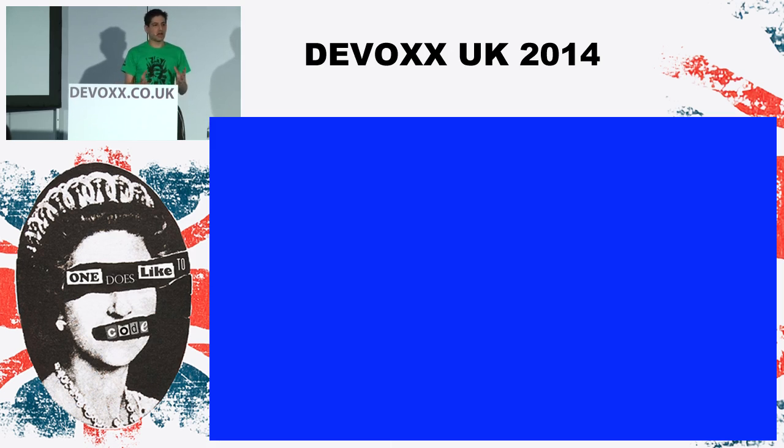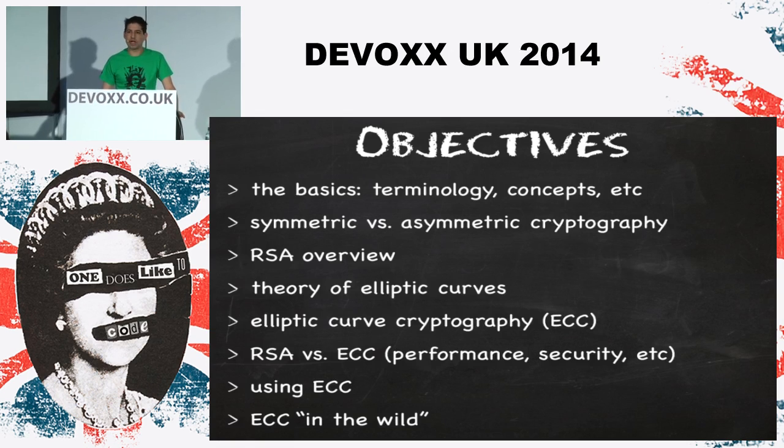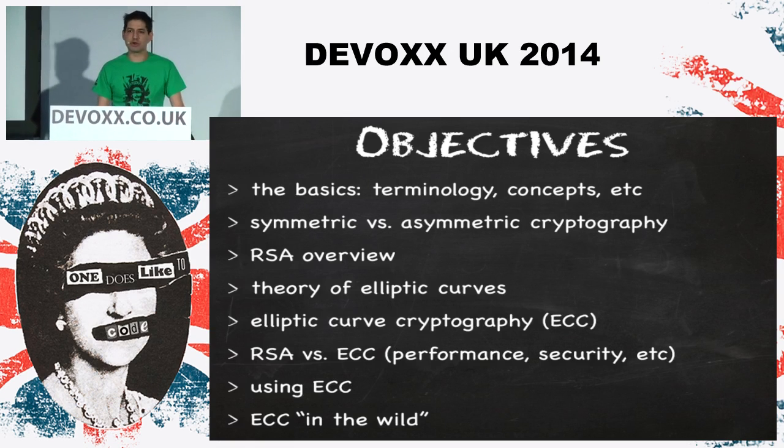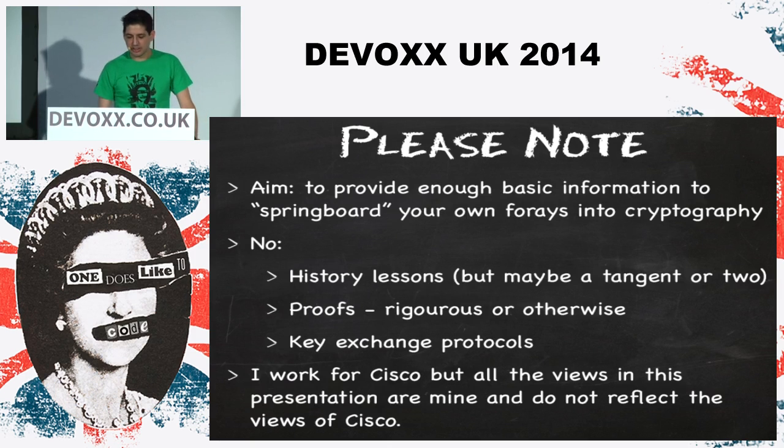Finally, we'll have a look at RSA versus ECC, which one is better, if there is one, which one's safer, which one's more secure, and what you should be using. Finally, we'll start wrapping up by looking at what ECC is being used for at the moment, where it's going to be used in the future, and what the landscape of cryptography is going to look like over the next couple of years.